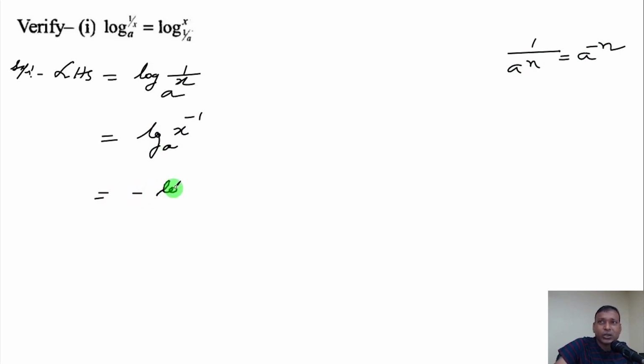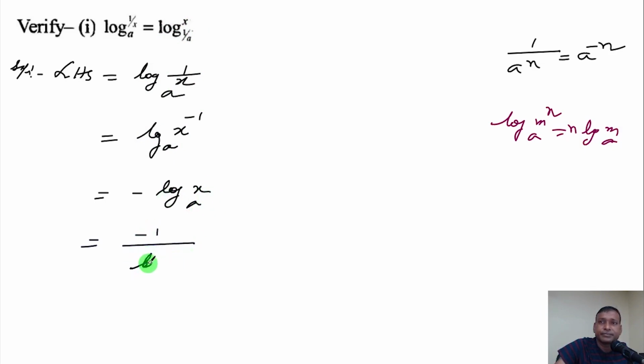This equals minus log x to the base a, because log m power n to the base a is n log m to the base a. So the power of log is written before log. So now I have to get 1 by a here, and here we have to get x. It's okay. So what to do now? Now we will change the base this way.